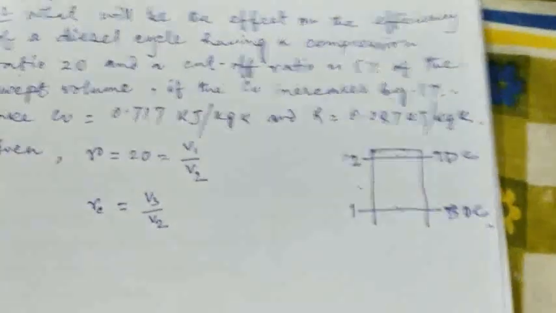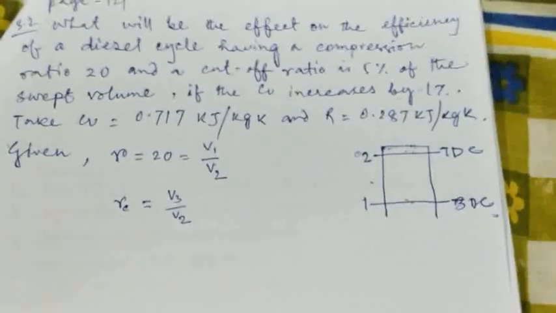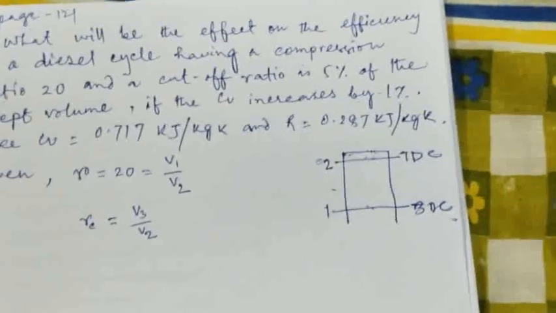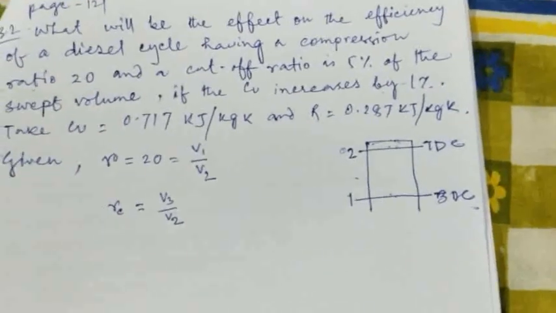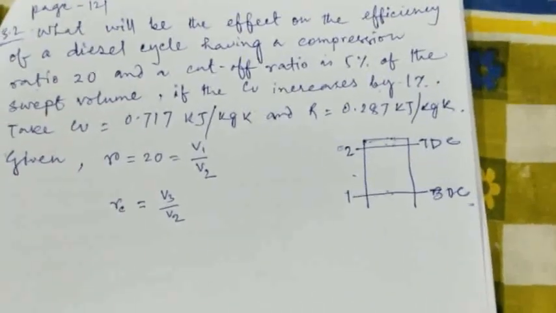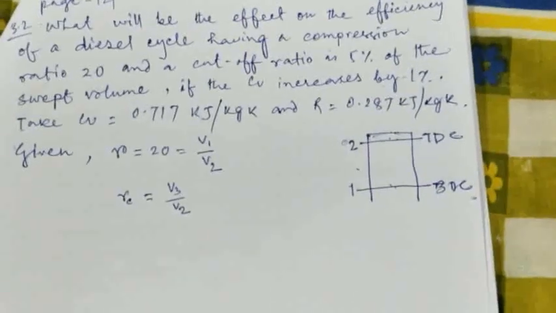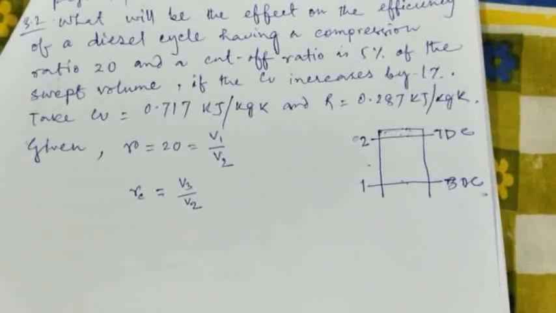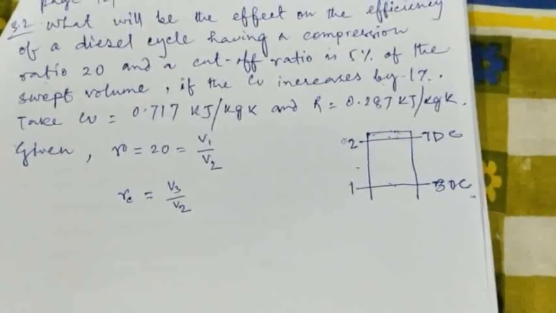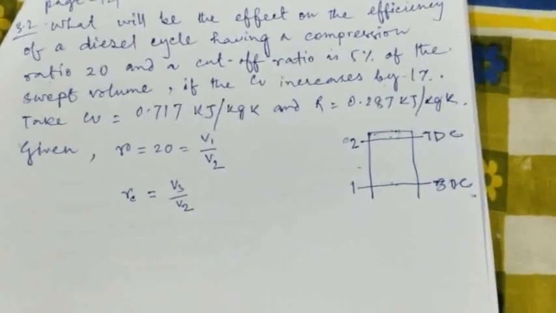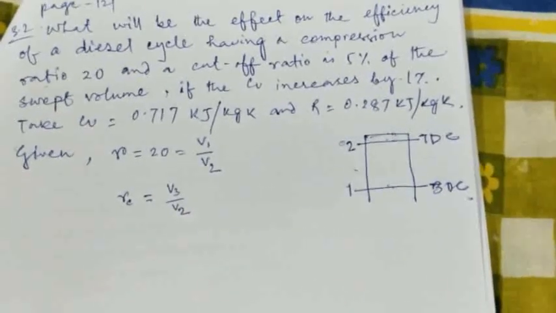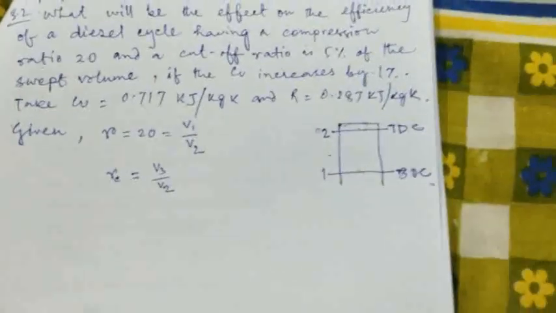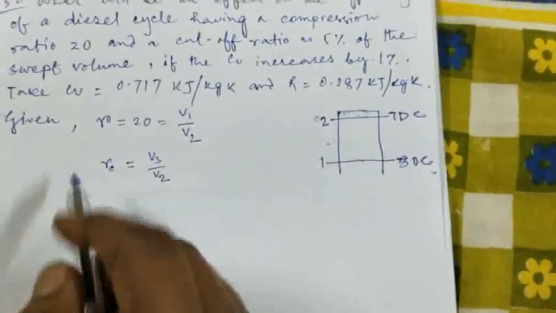Now let us understand the problem first. The problem is asking what will be the effect on efficiency. Will efficiency decrease or increase when the Cv increases by 1% for a given diesel cycle which has a compression ratio of 20 and a cutoff ratio of 5% of the swept volume? The values of Cv and R are given. So let us write down the given things first.